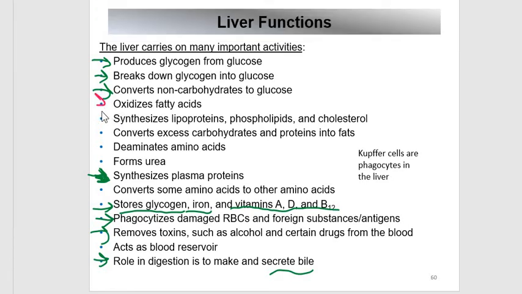Okay, so it oxidizes fatty acids. Fatty acids can enter the cellular respiration process, but they have to have some things done to them first. So we can oxidize them here in the liver. And we can also make some lipids as well. So we can make lipoproteins, phospholipids, and cholesterol.